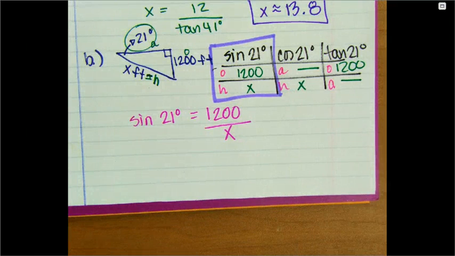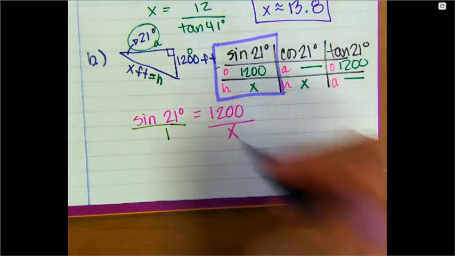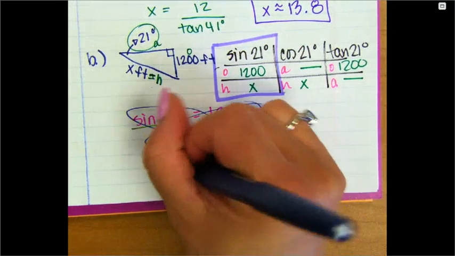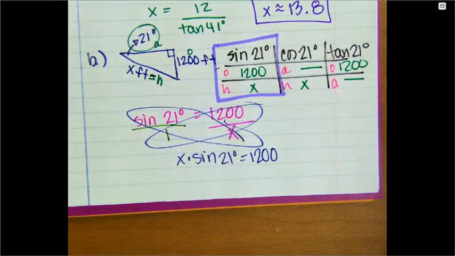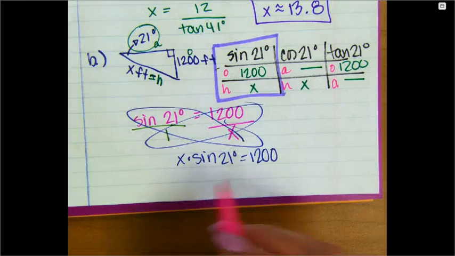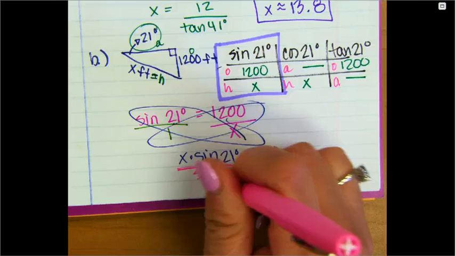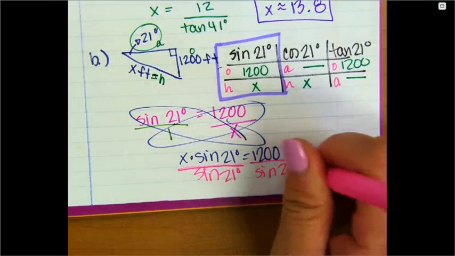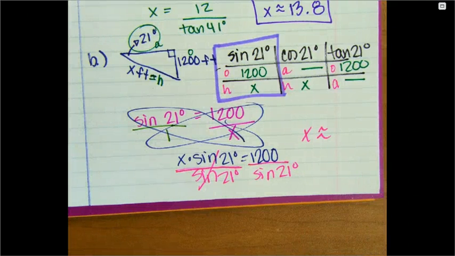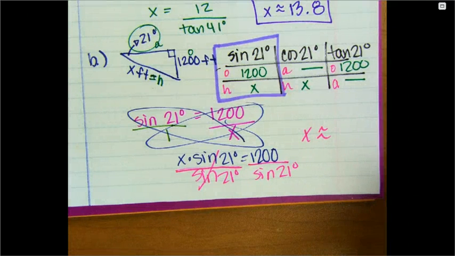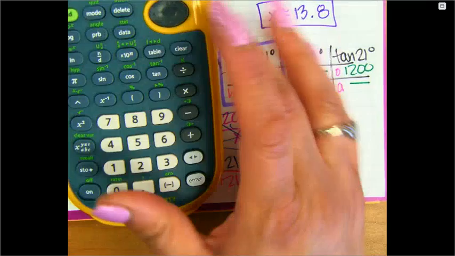Ready? All right, what do we need to put underneath sine of 21 degrees? A 1. Cross multiply. So we get x times sine of 21 degrees equals 1200. Yes? All right, divide both sides by what? Sine of 21 degrees, which cancels that out. So your x is approximately what? 1200 over sine of 21 degrees. Plug it in the calculator for me. What'd you get?